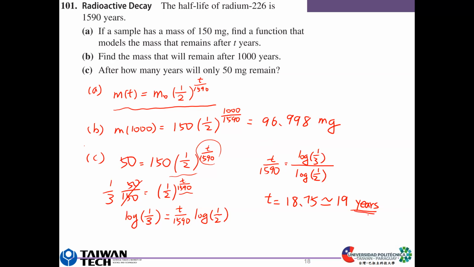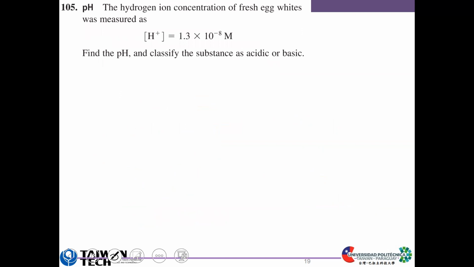Yeah, this is how we solve it. If you have problems, go to see the textbook, and hopefully you don't have any problems regarding this. This kind of problem is also regarded as a basic problem. Okay, let's look at problem 105.